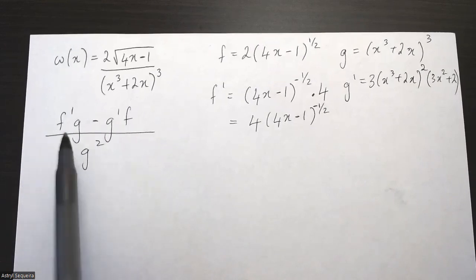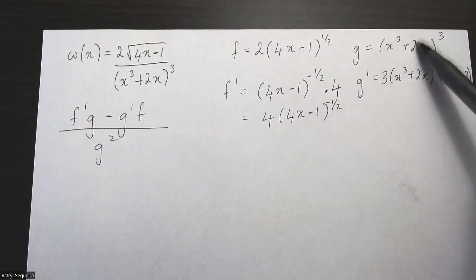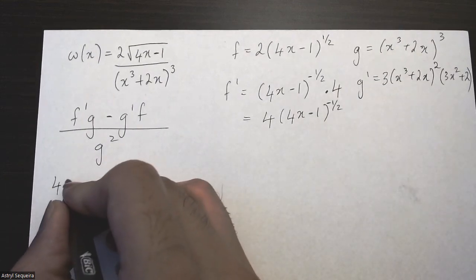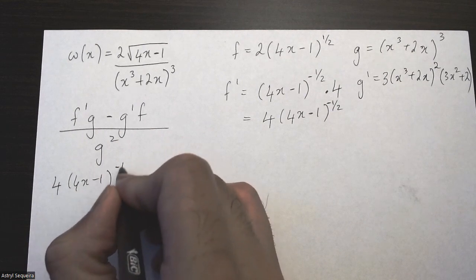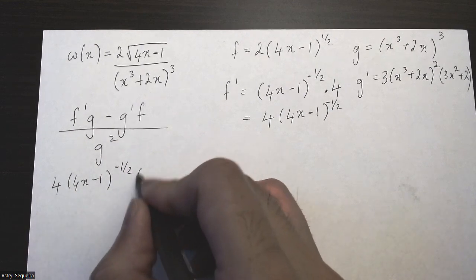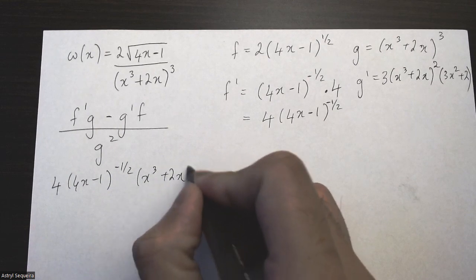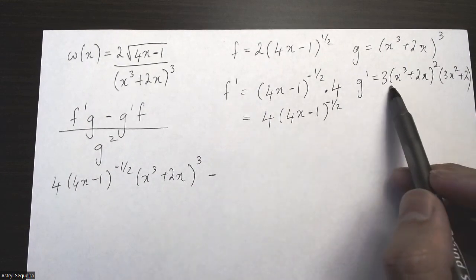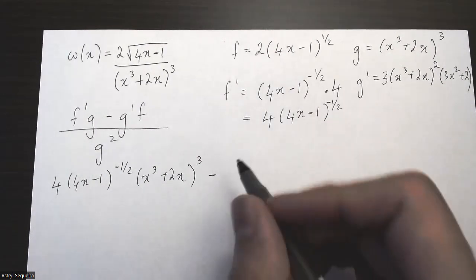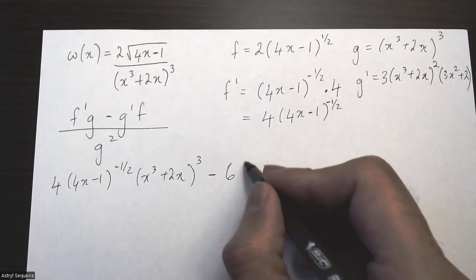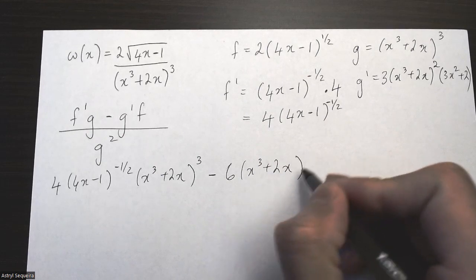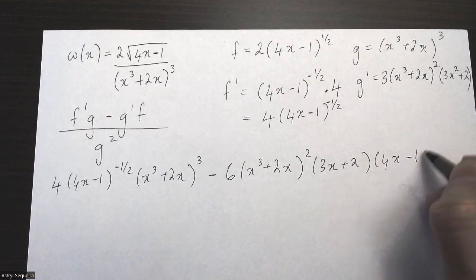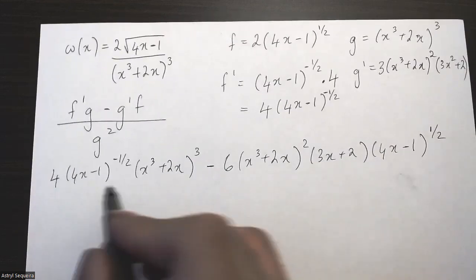Now I'm going to sub all of this into my quotient rule over here. So f prime times g minus g prime times f, divided by g squared. That's 4 times (4x minus 1) to the negative half times (x cubed plus 2x) to the power of 3. That's f prime g minus g prime times f. I'll do 3 times 2 first, which is 6. Then I have (x cubed plus 2x) squared, (3x plus 2), and (4x minus 1) to the power of half.